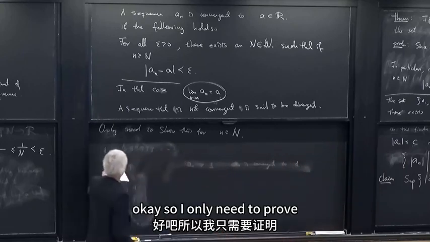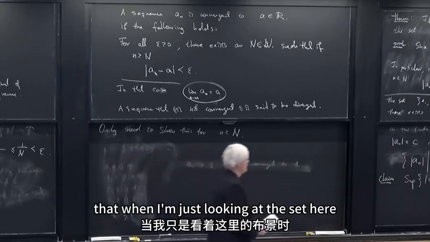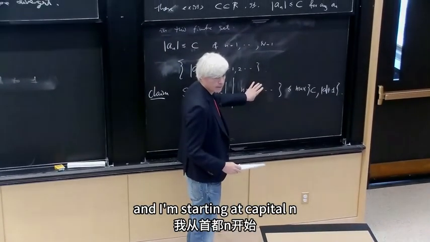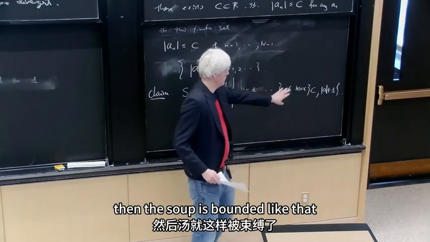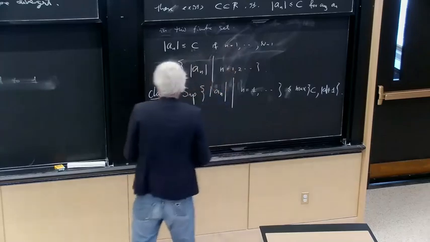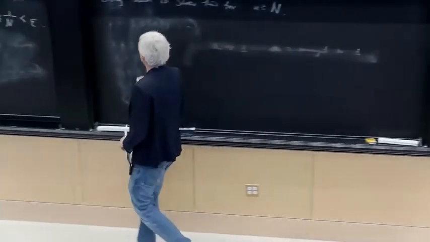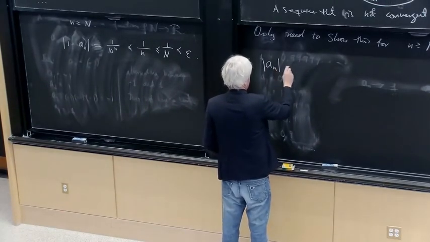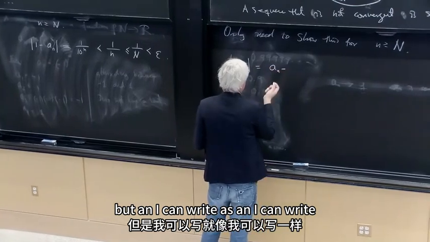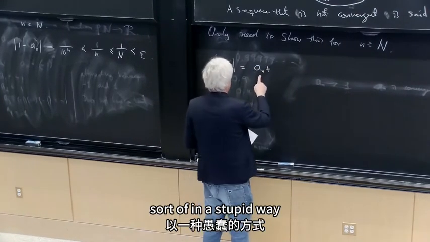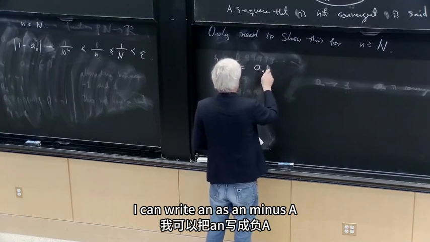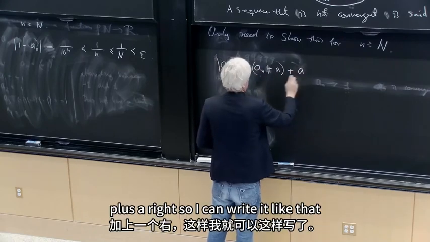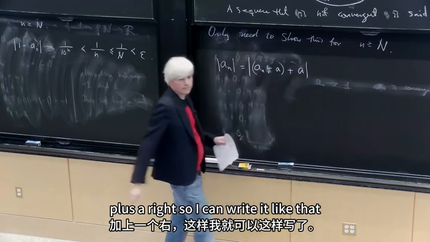Okay, so I only need to prove that when I'm looking at the set starting at capital N, the sup is bounded like that. And so then I'm looking at a_n, but a_n I can write in sort of a stupid way. I can write a_n as a_n minus A plus A. So I can write it like that.